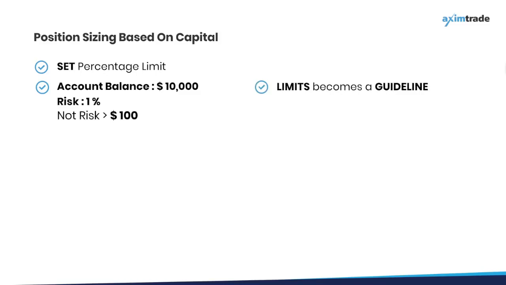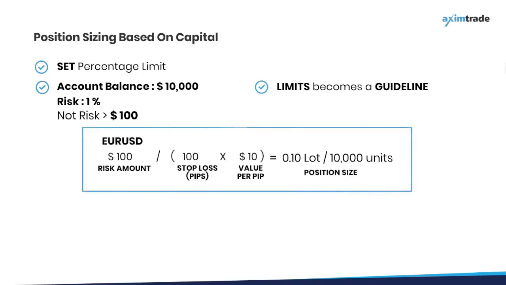In this case, to set the ideal position size, let's assume a trader would like to open a new order on the Euro-USD currency pair. The simple formula to calculate the ideal position size will be the $100, which is the risk amount, divided by 100 pips stop loss times $10, which is the value per pip. So the position size will be 0.1, which is equal to 10,000 units.